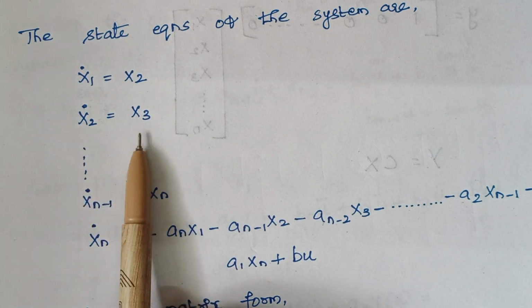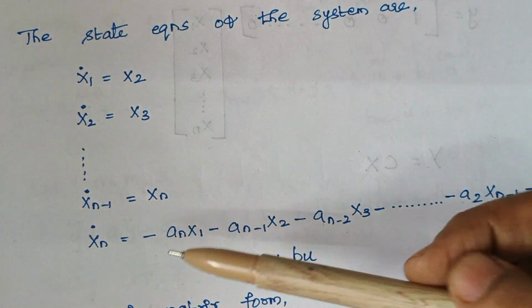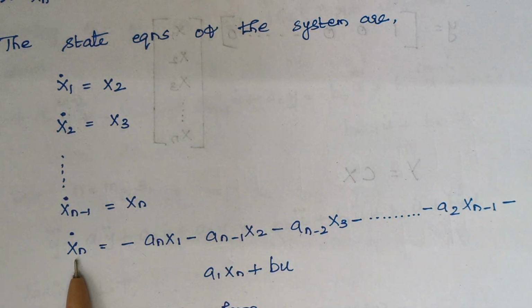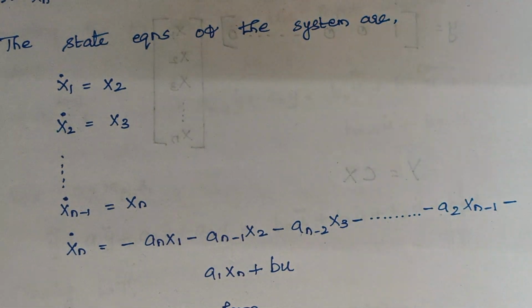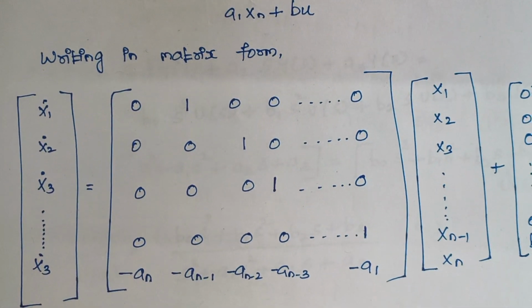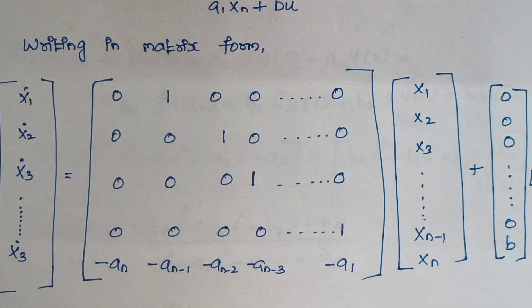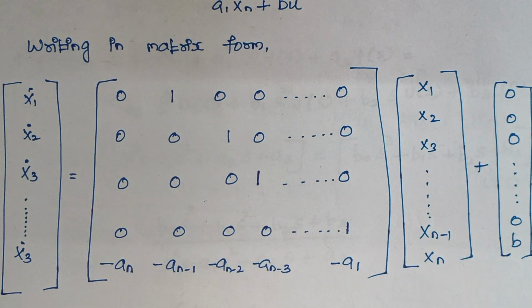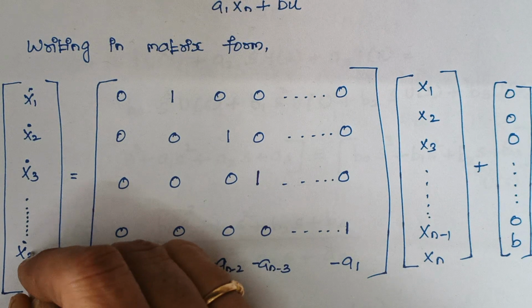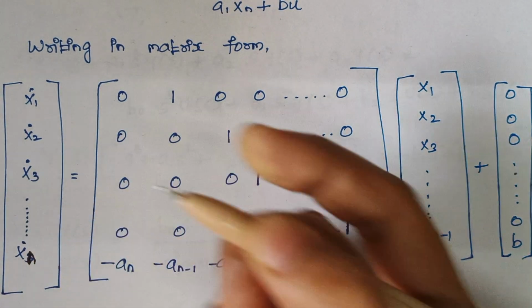Similarly, x2 dot is equal to x3, and it goes on, and finally we have an expression for xn dot, right? Now we are writing this in the form of a matrix. So when you write it in the form of a matrix, this is our matrix form, right? x1 dot, x2 dot, it goes on, and here it is xn dot.